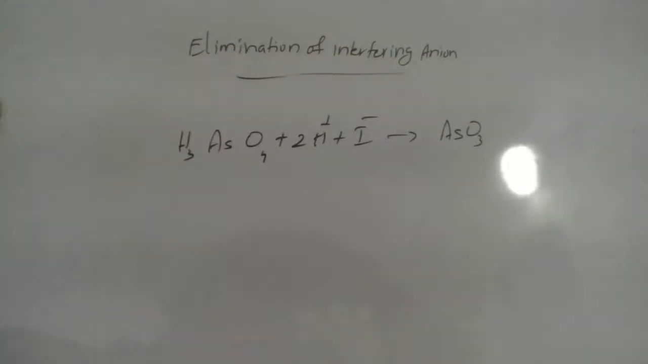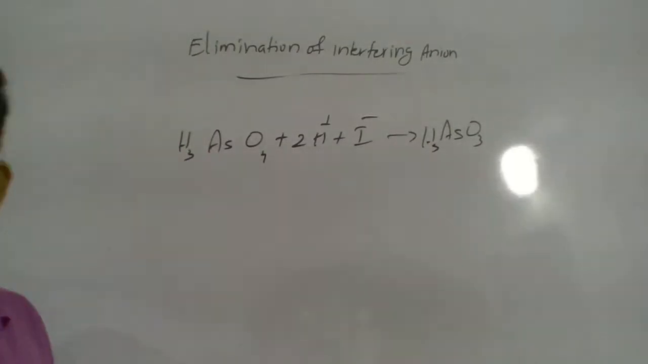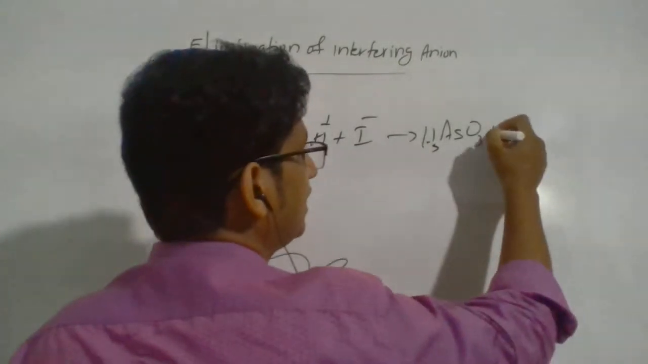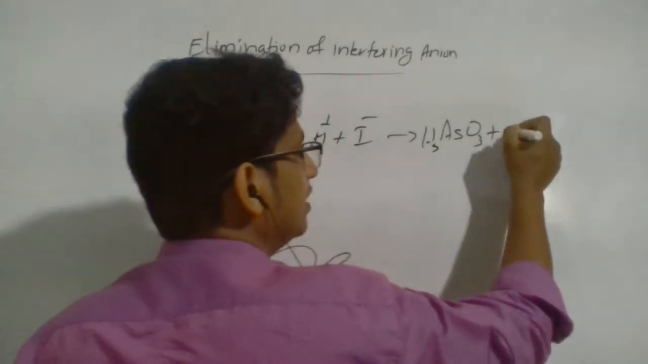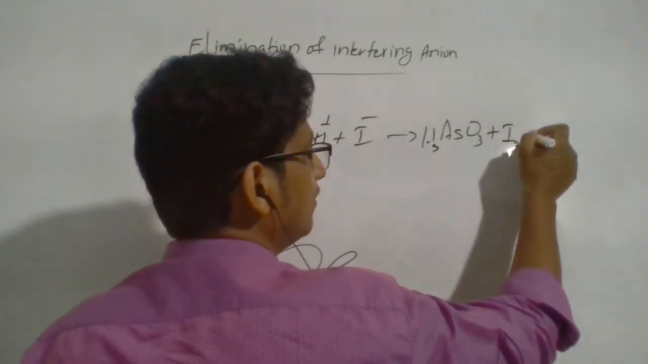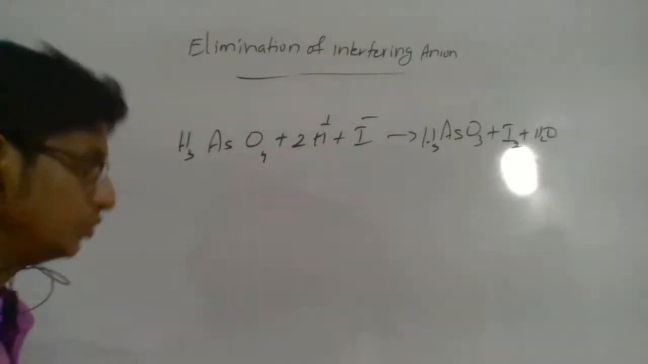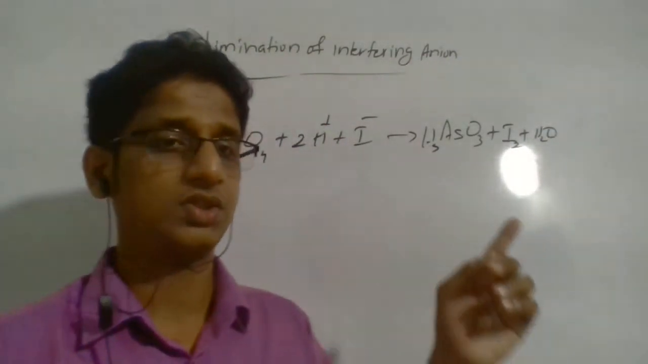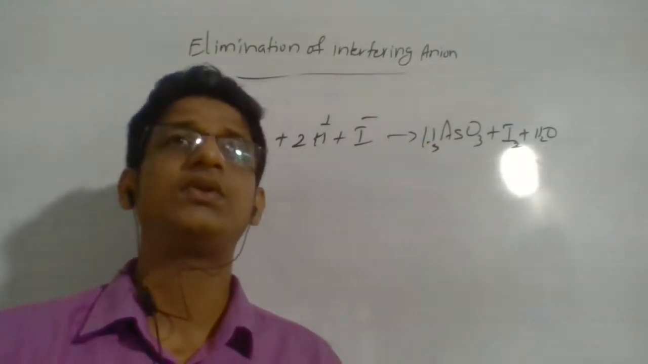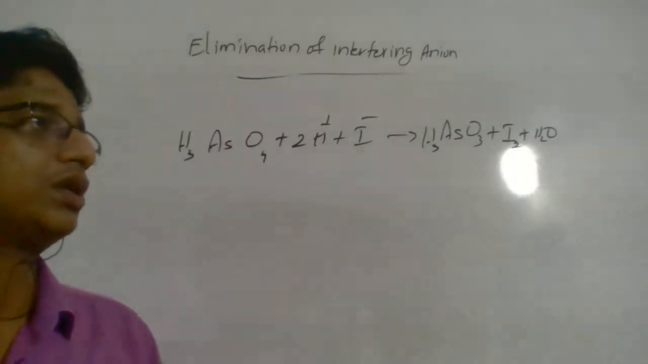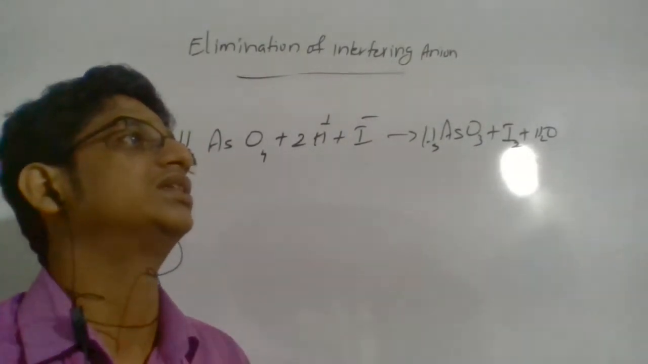Then only we can precipitate it as arsenic sulfide, right? So H3AsO3 will be there, iodide will convert into iodine, and water will be obtained. So if needed, you can use ammonium iodide for the conversion of arsenate to arsenite. That's the point you can remember: you have to convert arsenate into arsenite, and then only can you convert it into arsenic sulfide.